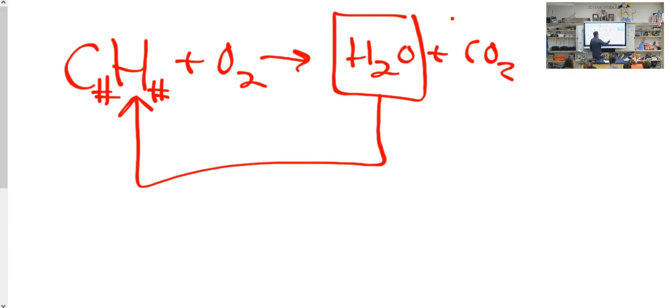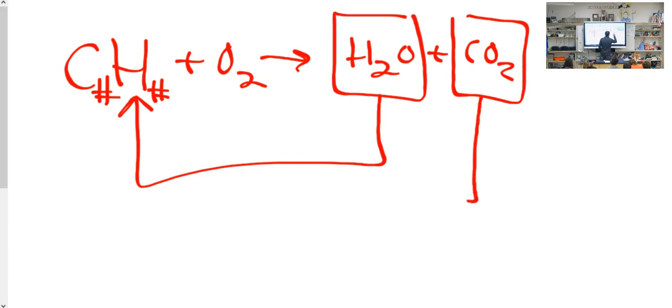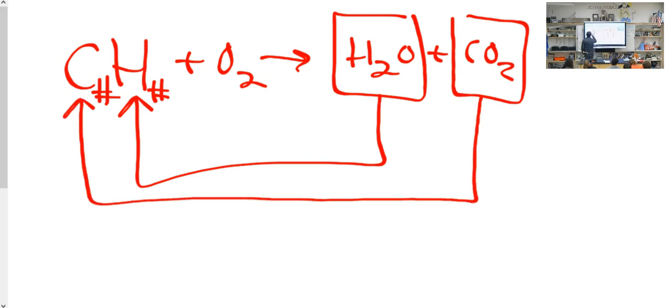And the amount of carbon dioxide produced is dependent on the amount of carbon that was there in the first place. Not yet. In this, we're not going to balance reactions. But in an overall reaction, yes.